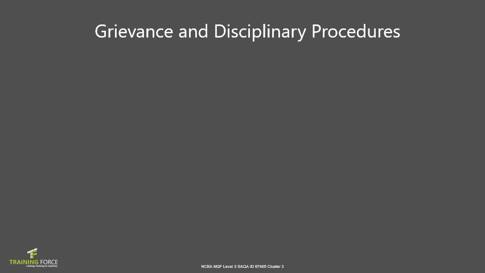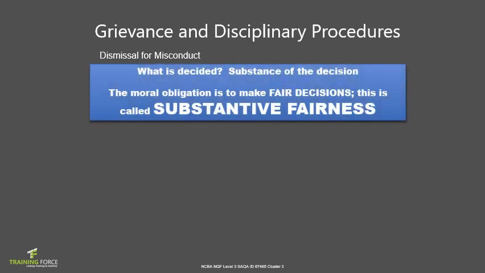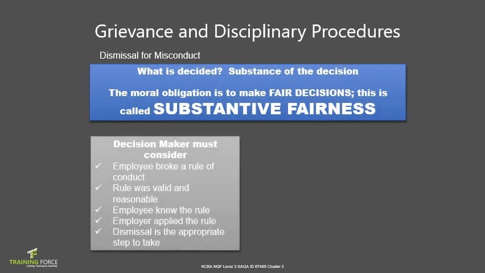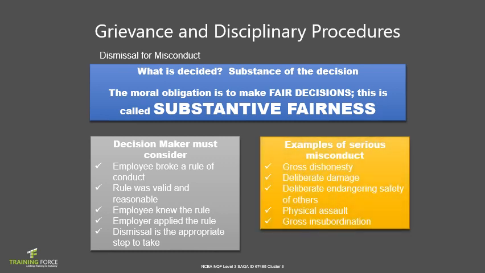In the case where somebody is dismissed for misconduct, the following must be considered. The moral obligation is to make fair decisions, and this is called substantive fairness. The decision maker must consider that the employee broke a rule of conduct, the rule was valid and reasonable, the employee knew the rule, the employer applied the rule, and dismissal is the appropriate step to take. Examples of serious misconduct include gross dishonesty, deliberate damage, deliberate endangering of safety of others, physical assault, and gross insubordination.